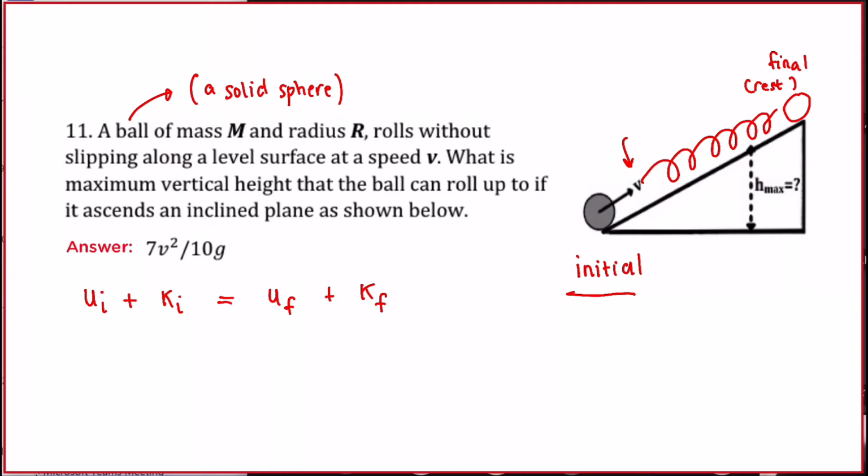Also, a very important word that you have to take note of is "roll up." Why is this so? Because when the object is rolling, for rolling objects, it will possess two forms of kinetic energy. What are the two forms of kinetic energy?